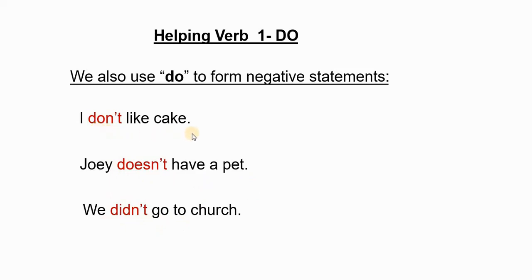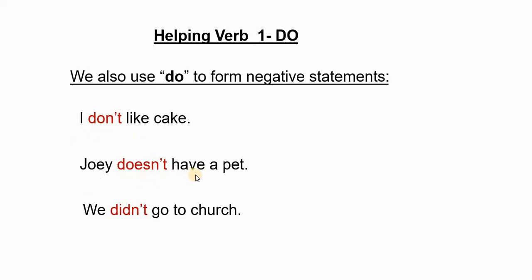To transform the sentence into a negative statement using the helping verb do, we add the word not after the helping verb do, and we contract the two words do plus not to make it one word, don't. The letter that we omit, the letter O, we replace with an apostrophe. So it becomes apostrophe T. Don't. I don't like cake.